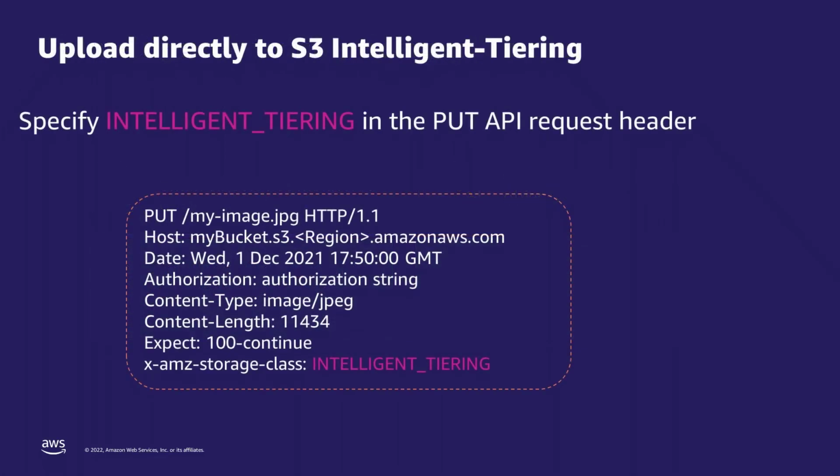And with the increasing number of customers using S3 Intelligent Tiering as their default storage class, customers want to know what the most cost-effective way is to store that data. And the most cost-effective way of uploading data to S3 Intelligent Tiering is by modifying your PUT API request header. Once you do this, any newly created objects will automatically be uploaded to the S3 Intelligent Tiering storage class.